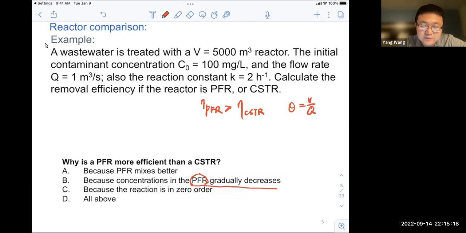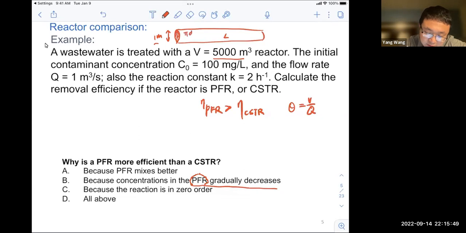On the other hand, think about its geometry. Let's say you made a tube that has a total volume of 5,000 cubic meters and a diameter of 1 meter. One meter is already pretty wide. So if the total volume is 5,000 cubic meters, we can calculate the length of this plug flow reactor. The cross-sectional area is pi d squared over 4, which is actually smaller than 1 square meter.